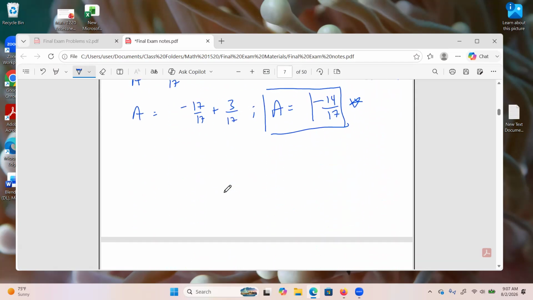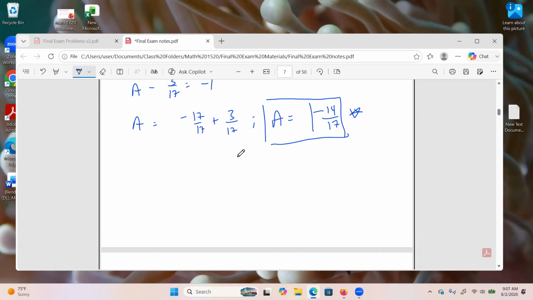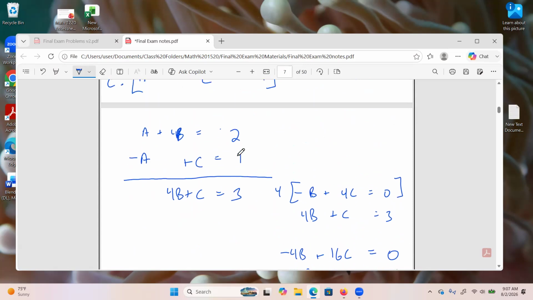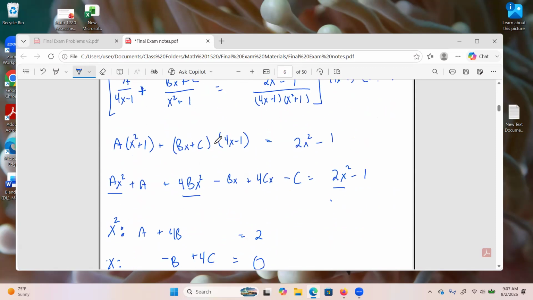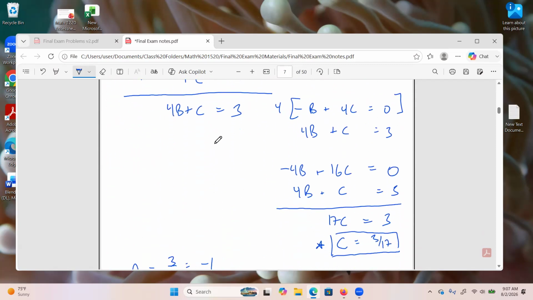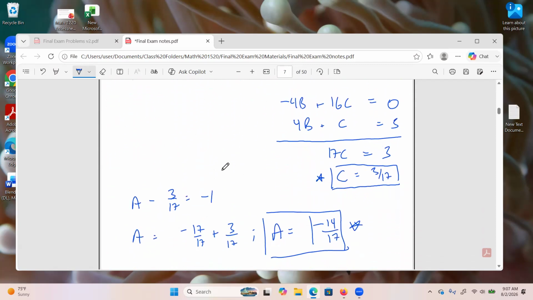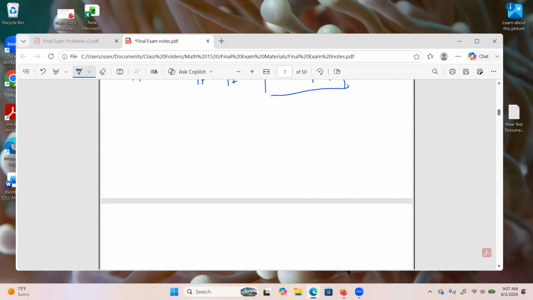Then we need to figure out our B's. So what do I have left for B? I've got -B plus 4C is equal to 0. We can do, oh, we have A plus 4B is equal to 2. Let's do that. What is my A? We have -14/17 plus 4B is equal to 2. So let's go ahead and sort out what B is going to be.